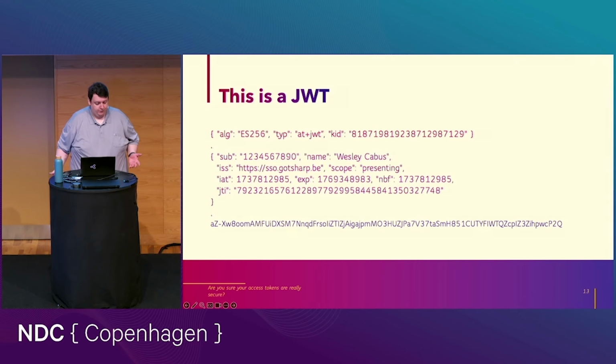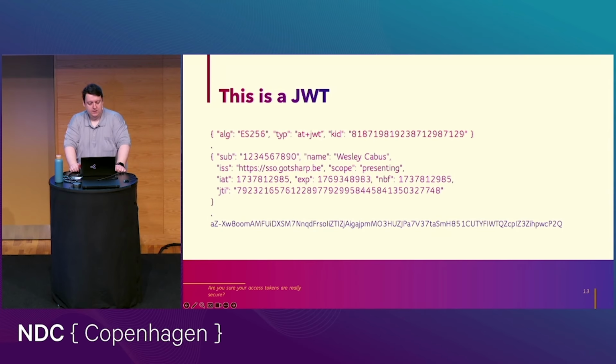In this example, we can see that the header says that the token is signed with the ES256 algorithm. It is a type at+jwt, which means it's a JWT token and it's an access token. And then you also see the key ID that was used to sign that token.